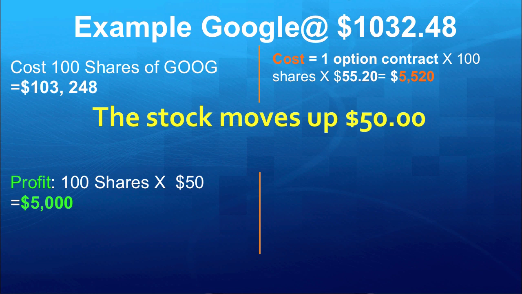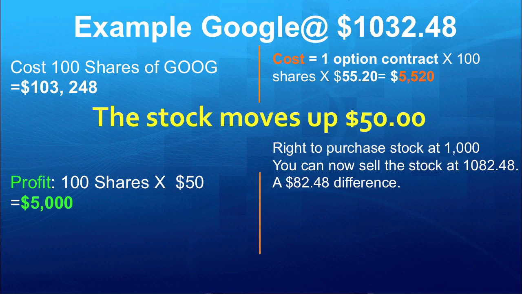Now look at the right side. You got one option contract times 100 shares at 55.20. So we already did that math. That's your total cost, $5,520. You got the right to purchase Google stock at $1,000. I already showed you that. You can now sell the stock at $1,082. Why? Because the current price is $1,032. We just said it moved up $50.